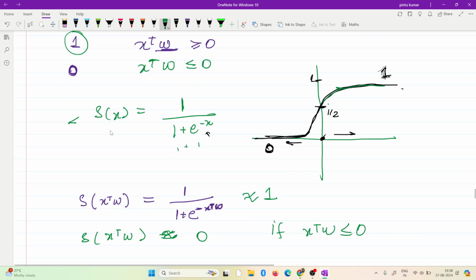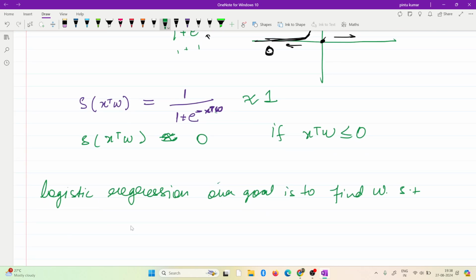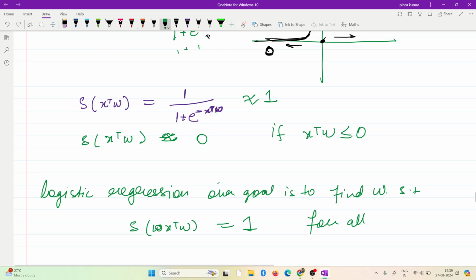Okay. So in logistic regression, our goal is to find weights W. So W over here would be W1, W2, W0, that kind of a vector, such that S of X transpose W is equal to 1 for all, let's say, purple cross, and S of X transpose W is 0 for all green circle, let's say. Okay.